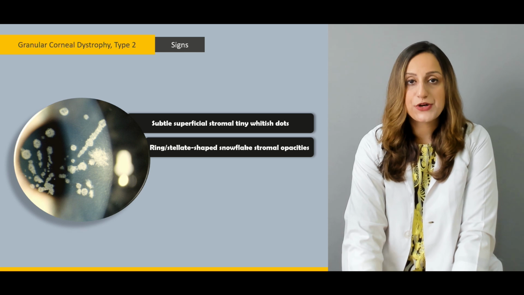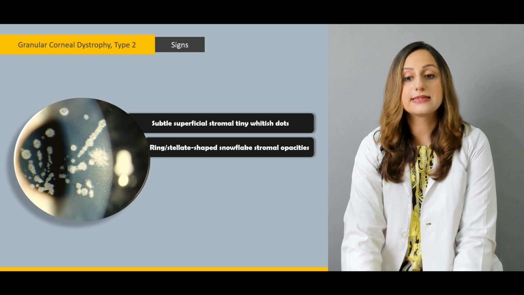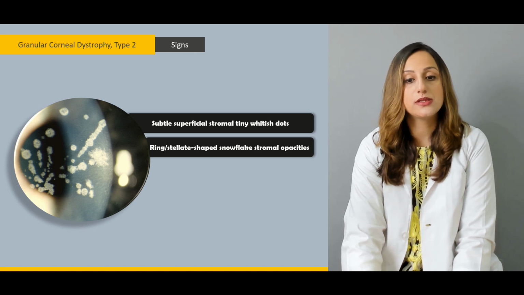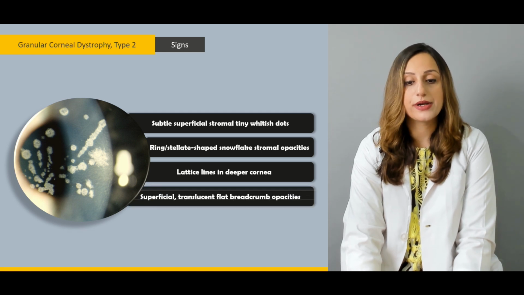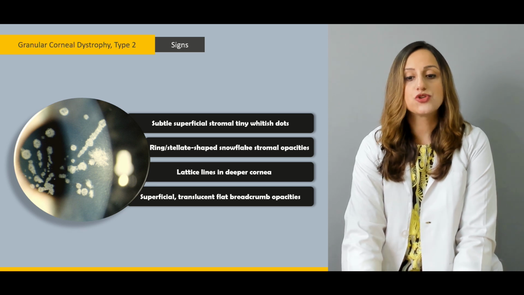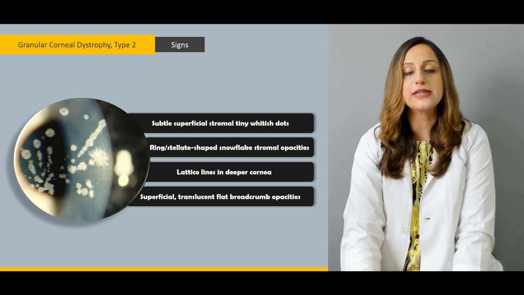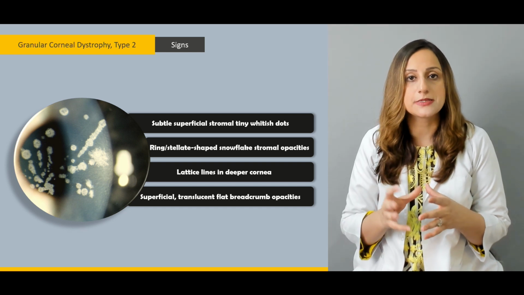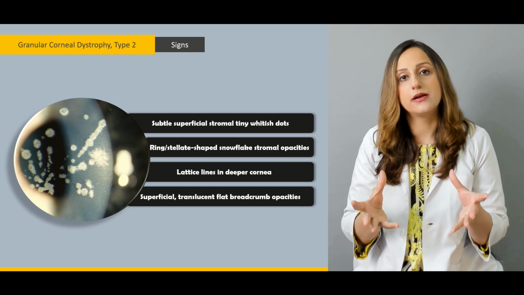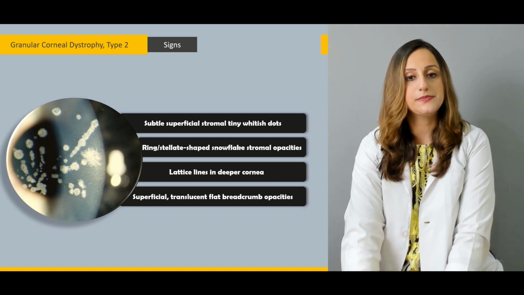One of the variants for the type 2 variety is the ring or the stellate, that is the star-shaped snowflake appearance of the stromal opacities. Then there can be the lattice lines deep in the cornea, or it can be a presentation which is quite superficial, translucent, as well as flat or breadcrumb opacities. Breadcrumb opacities basically relate to very fine granular opacities at the corneal stromal layer, and again, that is going to affect the vision of the individual as well.